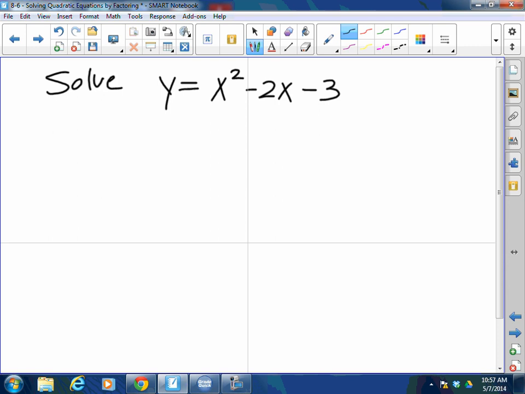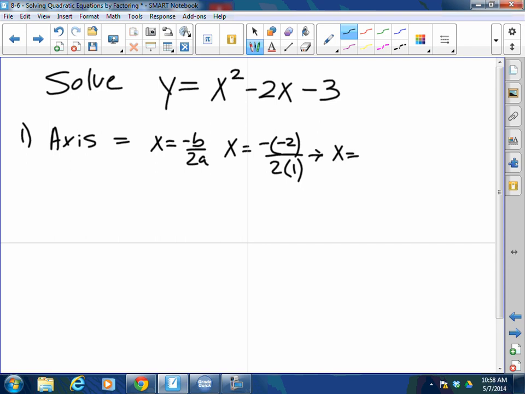We know that we first find the axis of symmetry, and the axis of symmetry is the x equals negative b over 2a equation. So x would equal negative times negative 2 over 2 times a, which is 1. So x would equal 1. Step 2 would be my vertex. My vertex is the negative b over 2a value for the x. You plug that value into the function and find y. So 1 squared minus 2 times 1 minus 3, in this case, is going to be 1 minus 2, which is negative 1, minus 3, negative 4.